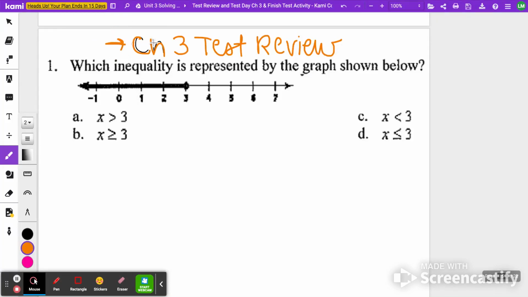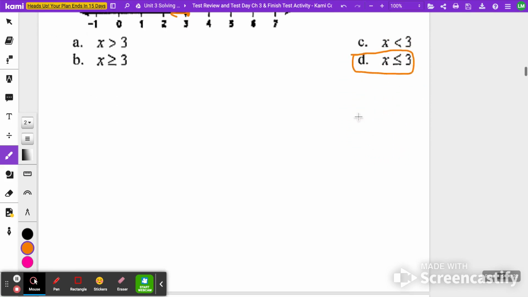Today we're going to be looking at our Chapter 3 test review, so let's go ahead and go over those correct answers. Number 1, which inequality is represented by the graph shown below? This is a closed circle pointing to the left, so it can be none other than D. X is less than or equal to 3.